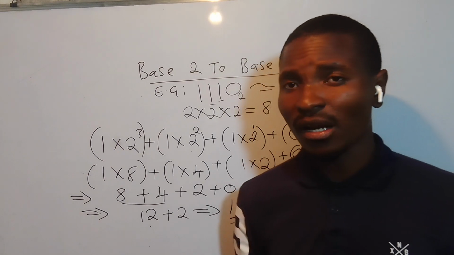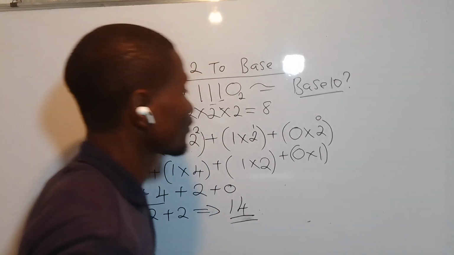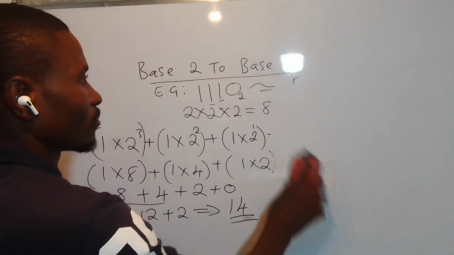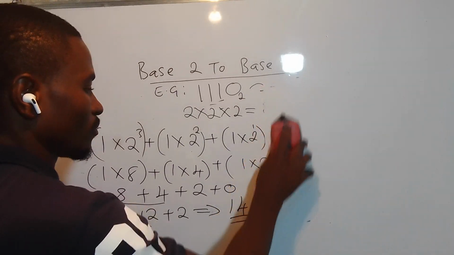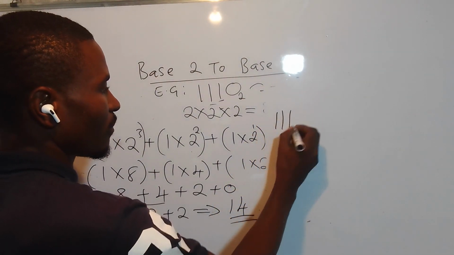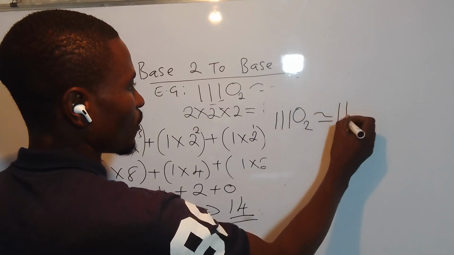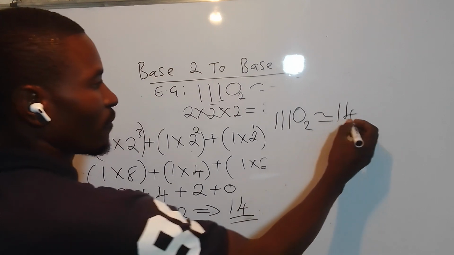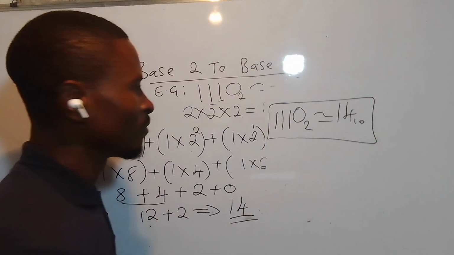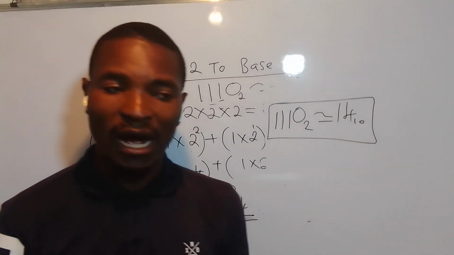So now, what I want to show you before I close the video is that this binary number is equivalent to 14 in base 10, the normal counting number. So, why is that?